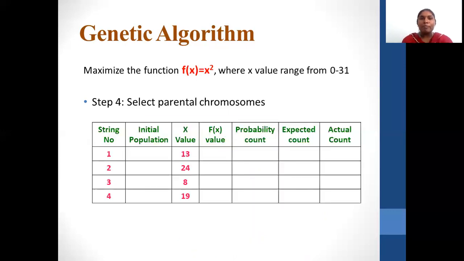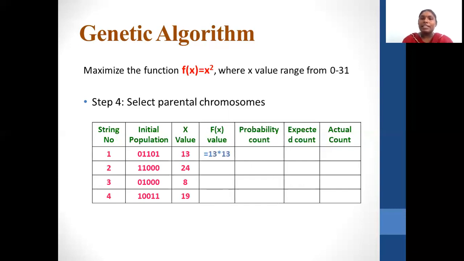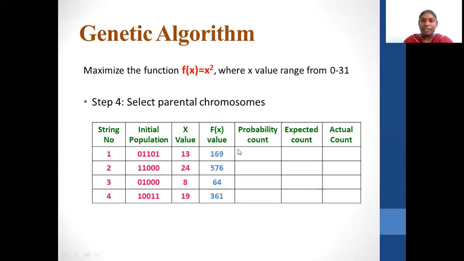I'll explain step by step. This is the initial population we have taken. I have taken the population size as 4, and the initial random values are 13, 24, 8, and 19. The corresponding encoding is the binary equivalent for 13, 24, 8, and 19. Now we have to choose the fitness function. The fitness function is the function given here, f(x) = x squared, so we have to square the x value.